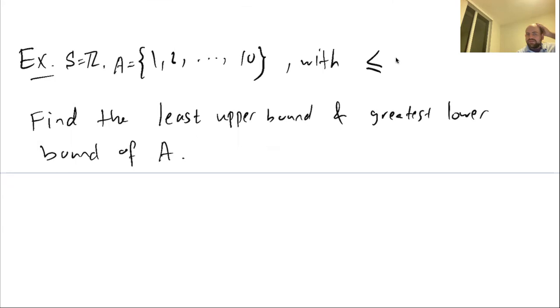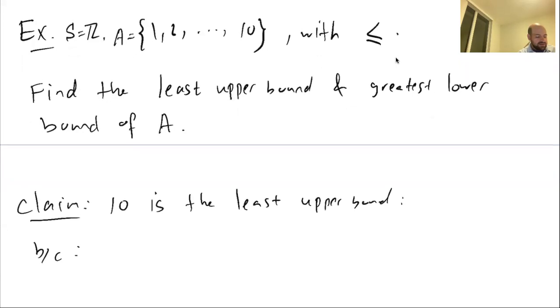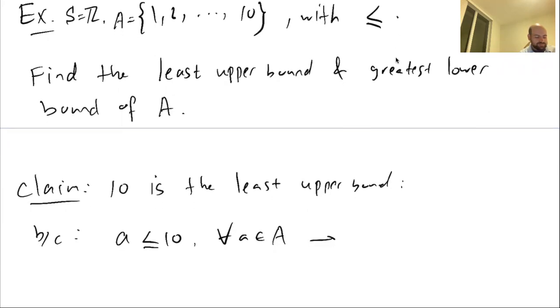So here 10 will be the least upper bound for A. So the claim is 10 is the least upper bound. Why is that? How can I show something is the least upper bound? First of all, it has to be an upper bound, because a is less than or equal to 10 for every a in A. This is the meaning of upper bound. An upper bound has to be bigger than or equal to every element of your set. Well, 10 is bigger than or equal to every element of my set, so 10 is an upper bound.